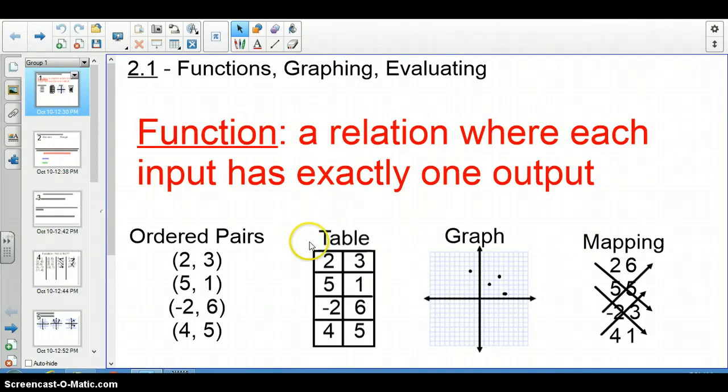So we can order our numbers here using ordered pairs, so x, y, or we can use a table, a graph, or mapping. Okay, mapping is where we're comparing these numbers and we draw the comparisons like 2 to 5 and 2 to 3 and so on.